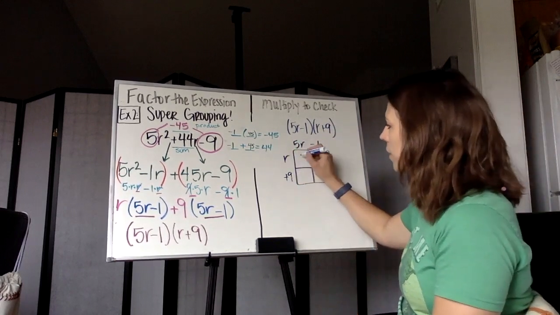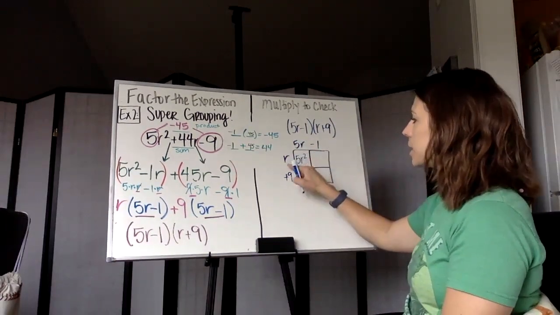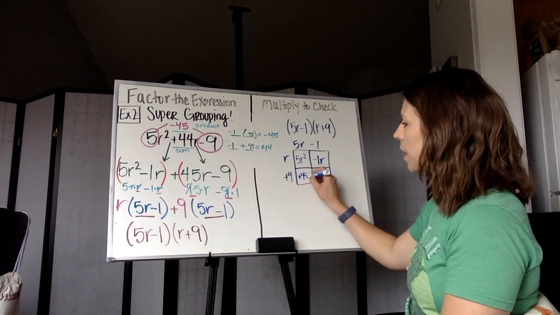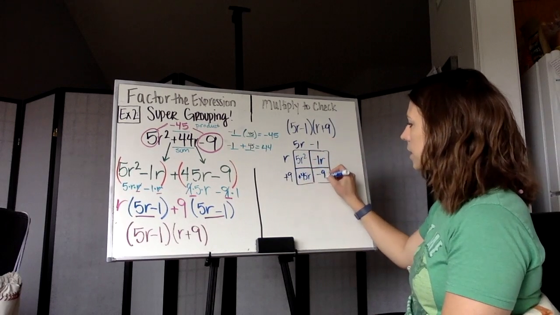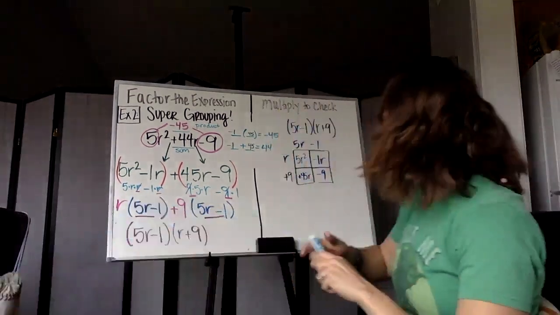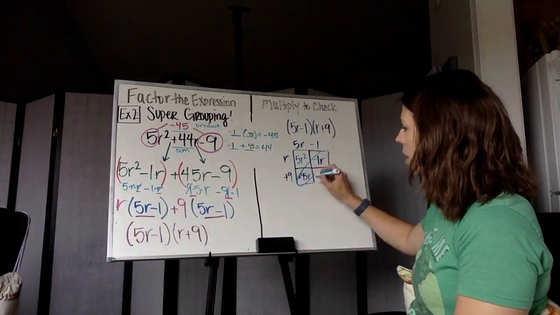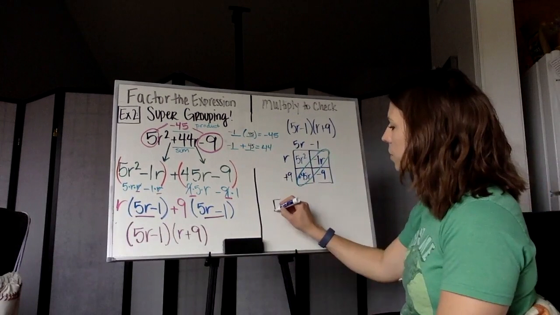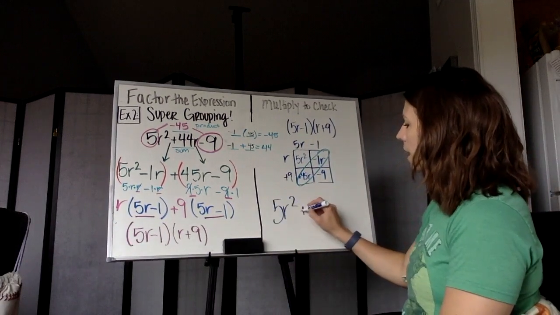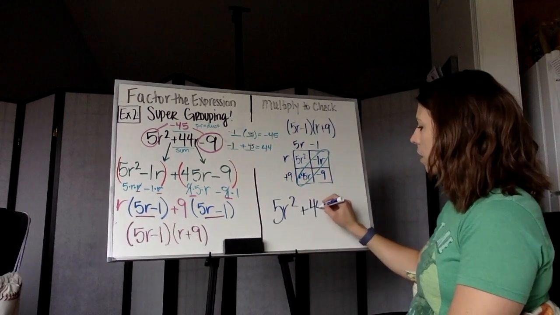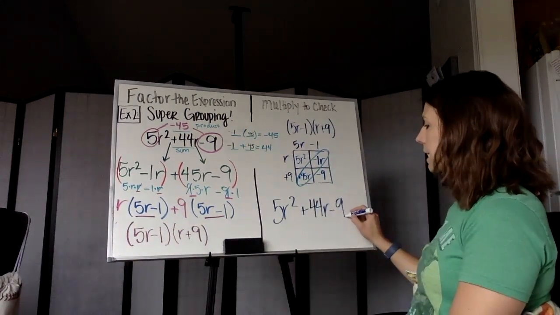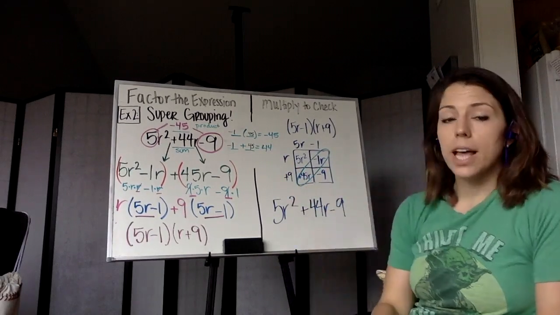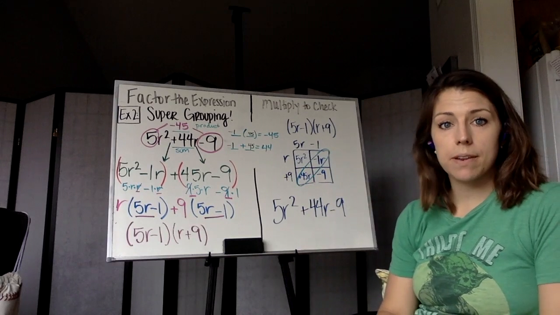5r times r is 5r squared. -1 times r is -1r. 5r times positive 9 is positive 45r. And positive 9 times -1 is -9. I see some like terms. -1r and positive 45r can be combined. So this becomes 5r squared plus, let's see, 45r minus 1r is 44r minus 9. Is that exactly what we started with? Yes, it is.